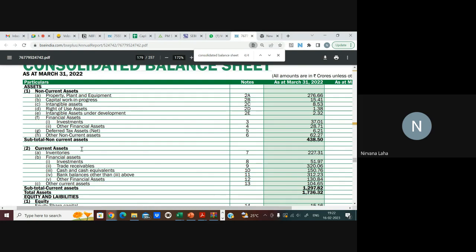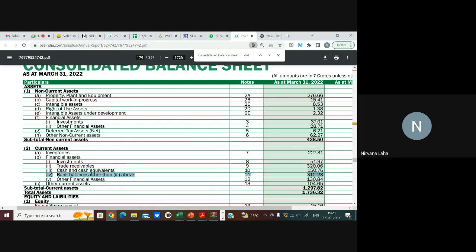Yeah, so you're absolutely right, Bhavna. Basically, these are all assets which will get used up within 1 year, less than 1 year, right? So there are usually three items: investments, cash and cash equivalents, and bank balances other than cash and cash equivalents.